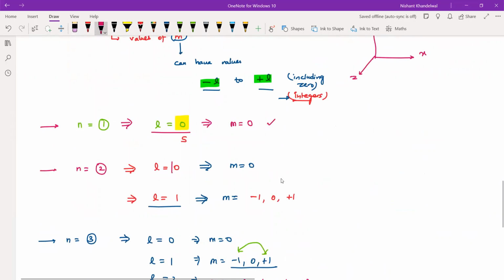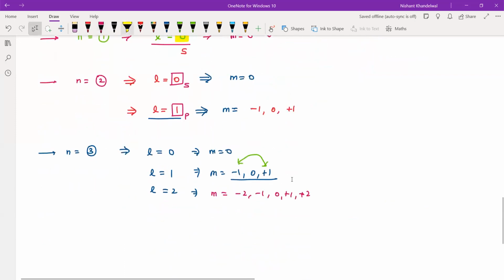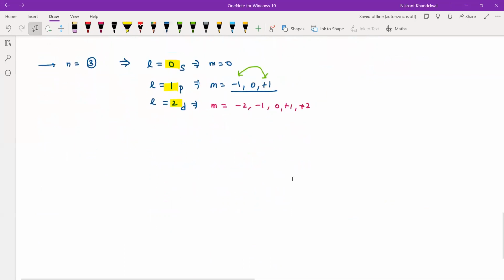Now this L is 0, so again it is S. And this is 1, so it will be P. Similarly, we can write for this as well. So S, this is P, and this will be D. Now see, if N is equal to 1, L can be 0, and if L is 0, it means S orbital.